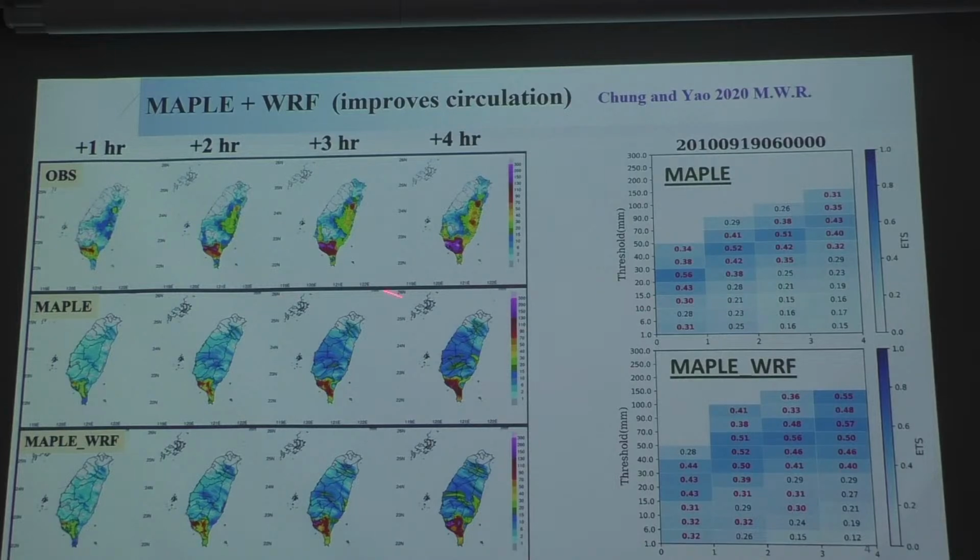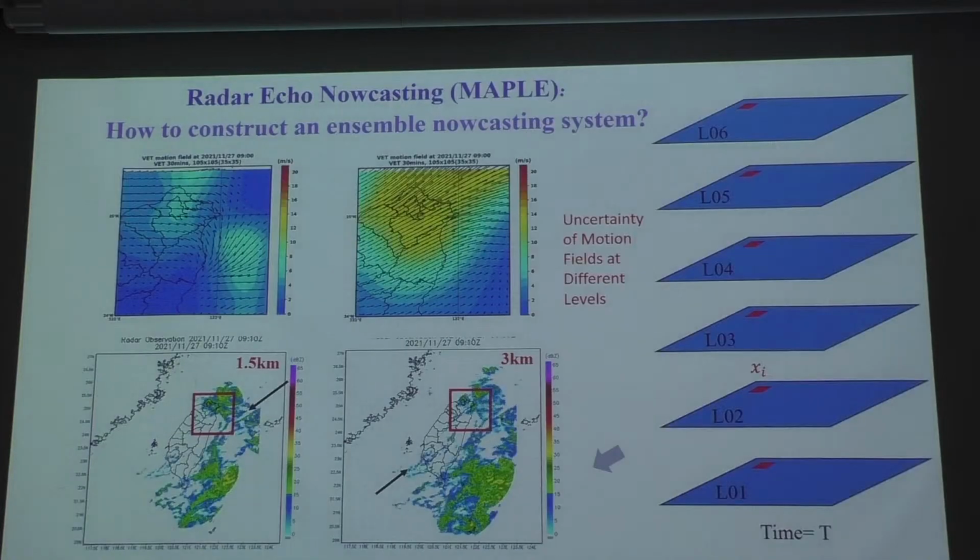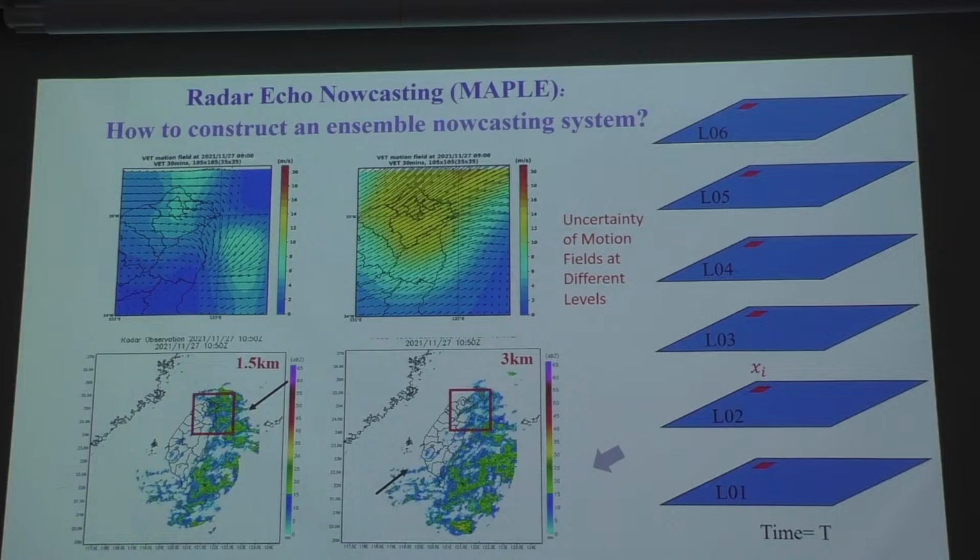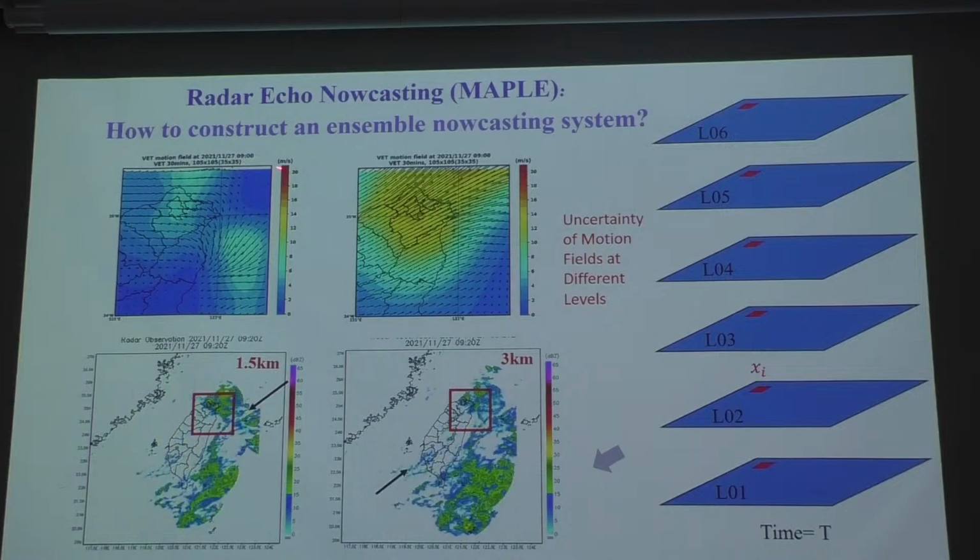And for this kind of study, I generalized the result over 16 different tropical cyclones. And in general, we can have an improvement by combining MAPLE and the WRF model. And recently we tried to further extend the nowcasting system: how to construct an ensemble nowcasting system?